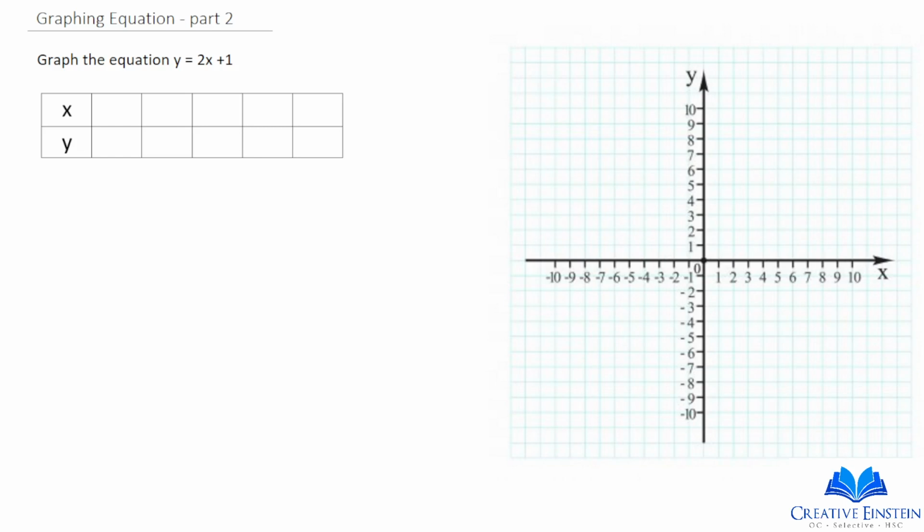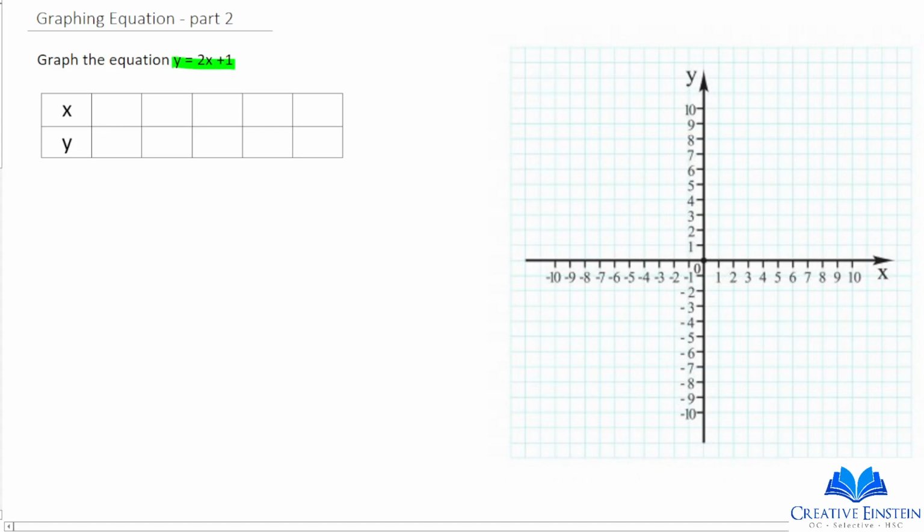In these examples we're going to have a blank table and you're going to fill in the x values by yourself. So when you're filling them out, it's really important to have x equals 0, negative values of x as well as positive values of x. So let's get started. Graph the equation 2x plus 1.